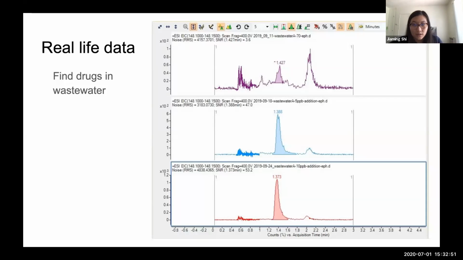And here you can look at the real life data I got. You can see the peak we're seeing is for methamphetamine, and it increases with respect to concentration. So the one at the bottom has a higher level of meth present in the water.